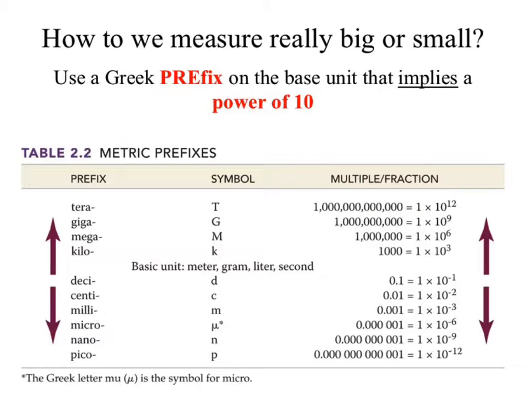Okay, so how could we measure really big and small? Well, we had our powers of 10. Okay, we could convert things into scientific notation. But a suggestion was made, couldn't we have changed the unit system?